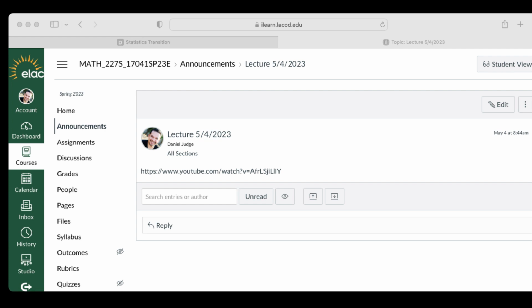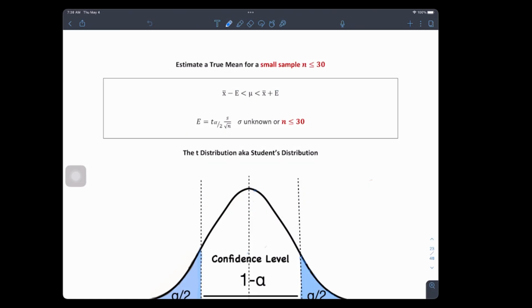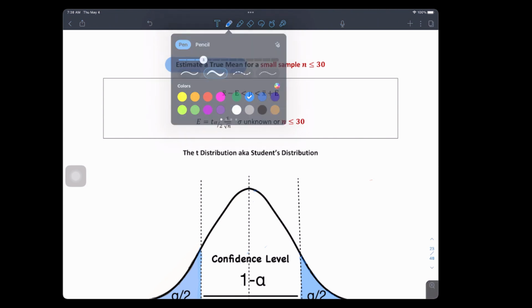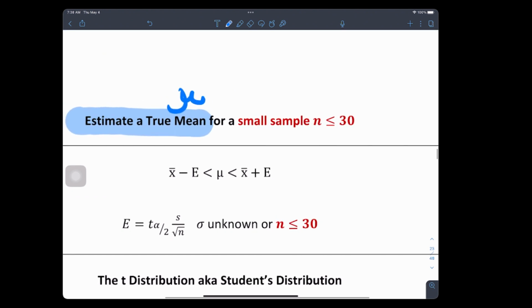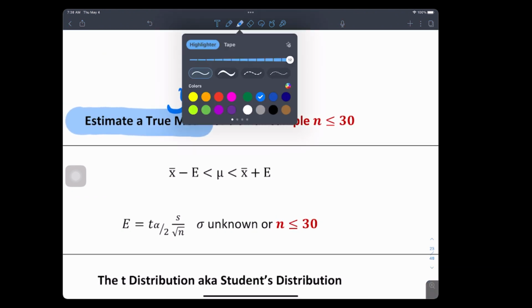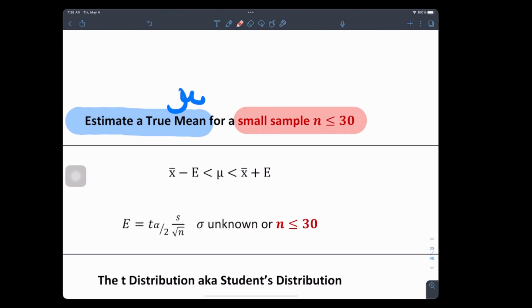So, we've been working on estimating. We're going to work on some more estimation. But this time, we're going to estimate using what? This is an important detail. What's a true mean again? What do we represent that with? Mu. So we're going to estimate a true mean with a small sample. What is a small sample? A sample size no more than 30. It's really 30 and under.